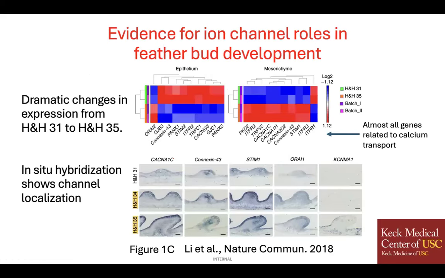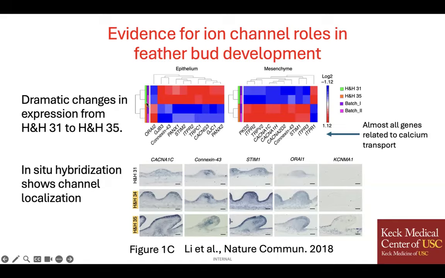So here's some evidence that ion channels do play a role in feather bud. These heat diagrams show two different stages. The upper half here is stage H&H 31, and the bottom half here is stage 35. Each of these vertical columns represents expression of different channel genes. And red is high expression, blue is low expression.